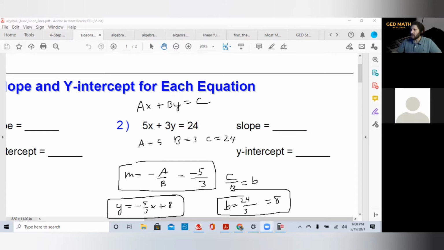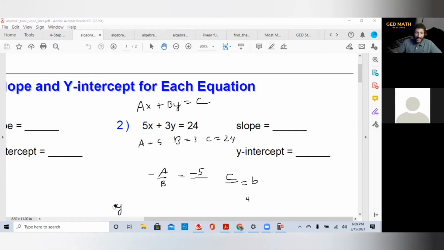Watch this. So let me erase the screen again. You still have to identify your A, B, and C. So it must be in that form. If they try to change the order of your variables, you have to make sure you have AX plus BY equals C. So let me show you another fast way to figure out your slope from standard form.